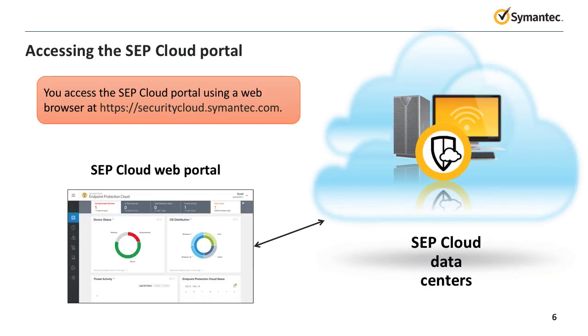You perform all SEP Cloud management functions through the SEP Cloud web-based portal. On Windows platforms, the SEP Cloud portal can be run on any modern browser. On other platforms, such as Mac OS X, iOS, and Android, you need to use Safari and Chrome respectively. To open the SEP Cloud portal inside a web browser, type https://securitycloud.symantec.com.